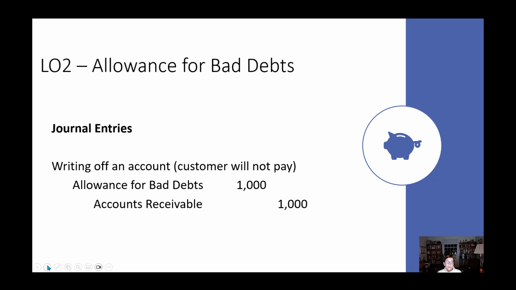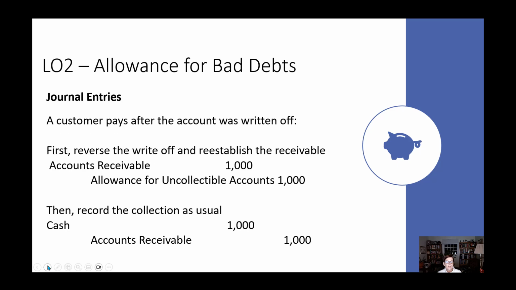Say the customer went bankrupt, right? And they're telling us they're not going to pay us. Now, sometimes a company will write off an account and then the customer pays anyway. So in that case, two entries have to be made. In the first case, they reverse the write-off and reestablish the receivable. This is the exact opposite of the entry that we just made for the write-off.